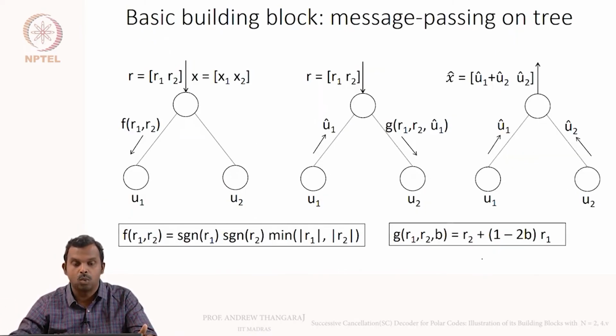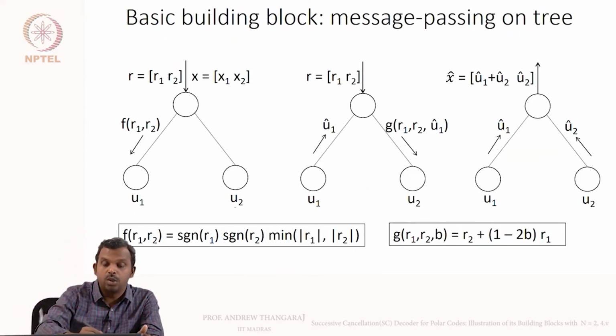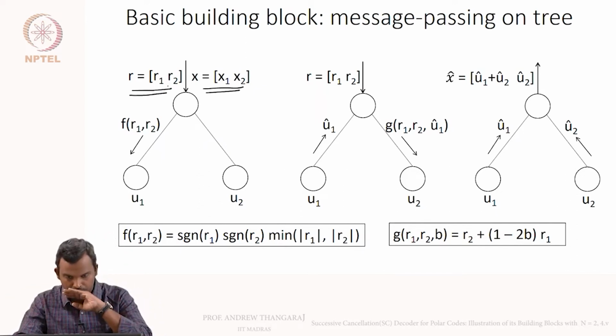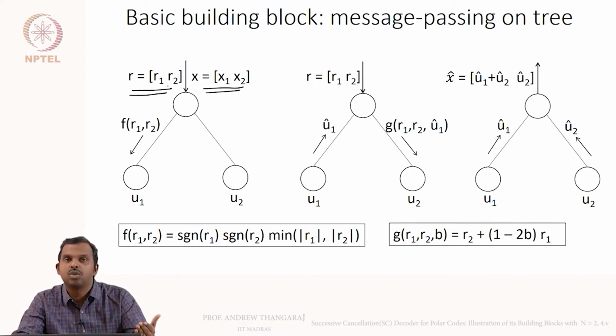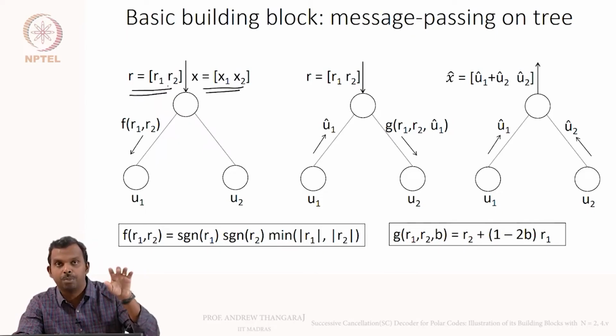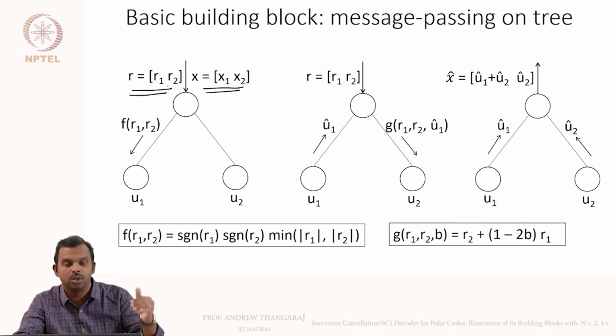This is what happens for the basic building block message passing for a tree. u1, u2 are the message bits, this is the code word bit, and this is the belief or the channel received value. Once again, I keep saying belief. People use log likelihood ratios, but we are going to be slightly more generic there. Usually we use the received values directly as beliefs. That obviously happens in BPSK AWGN, and if your modulation is different, you have to compute the belief per bit using some method and then use this algorithm.